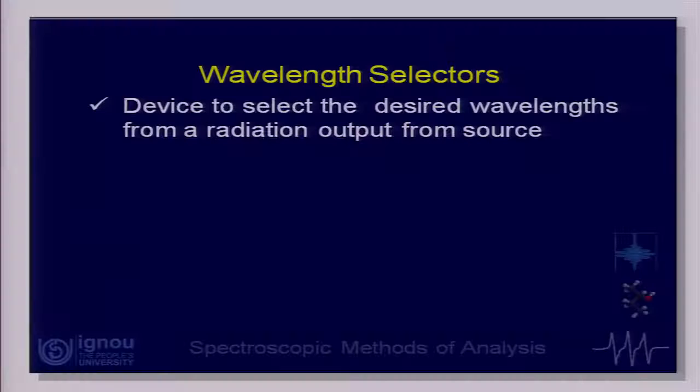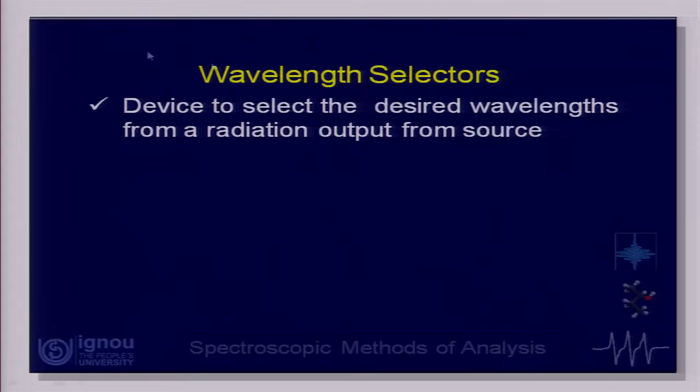Now, let us move further and talk about the second essential component of a spectrometer, which happens to be the wavelength selector. We have a source that is giving us radiation along a very broad range. So, I need a device which can select the desired wavelengths from a radiation source.